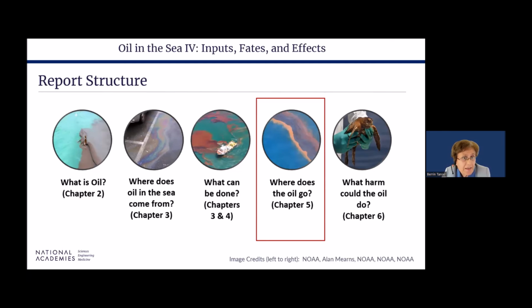The statement of task aligns with the narrative of how oil interacts with the sea. As the committee worked, we worked on different chapters in smaller teams or as the entire committee at large. Chapter 2 discusses what oil is, incorporating some important advancements in analytical chemistry, as well as models to predict oil behavior. Chapter 3 focuses on where the oil is coming from and the quantities of oil input into the sea. Chapter 4 discusses accidental spill mitigation measures. Chapter 5, which we will summarize today, focuses on what happens to the oil once it reaches the sea, assimilating significant advancements in understanding of transport and fate of oil in the sea.